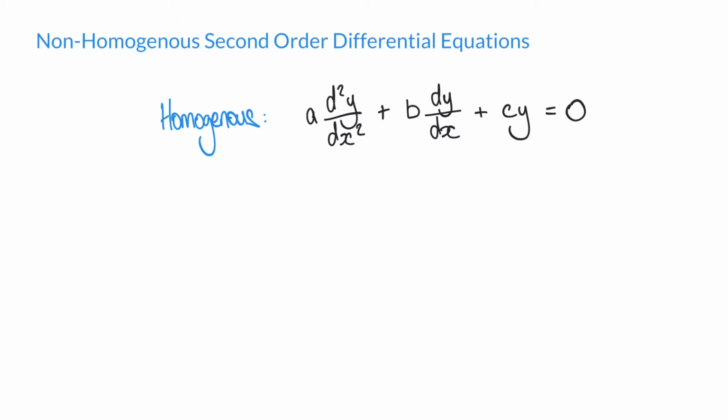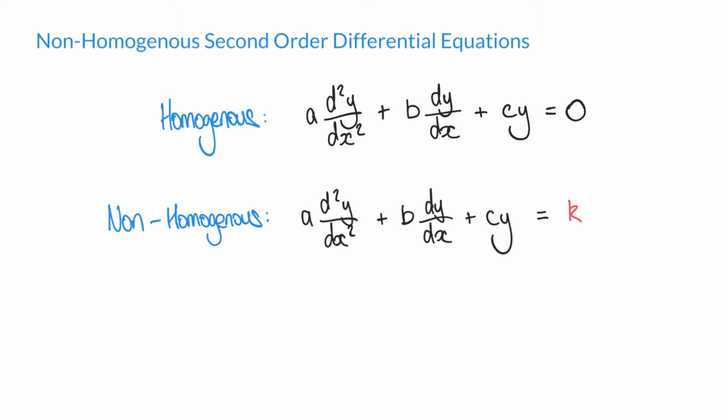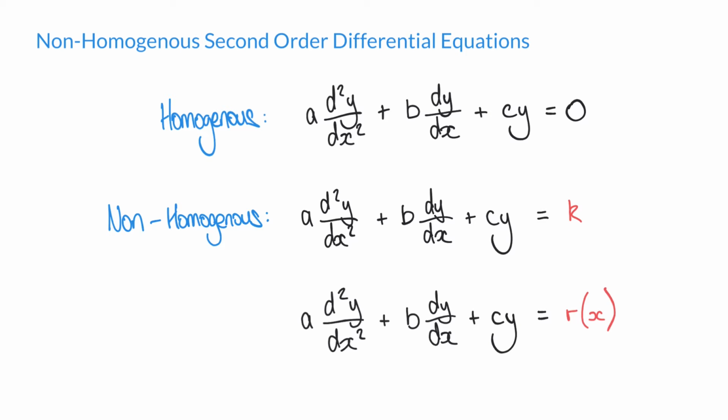And if that's not the case, if we arrange it in that form but the equation is equal to a non-zero value, it could be a constant, we'll call it k, or it could be the case, and this is what we'll look at mostly in this video today, equal to a function of x, we'll call that R(x). These are examples of non-homogeneous second-order differential equations.